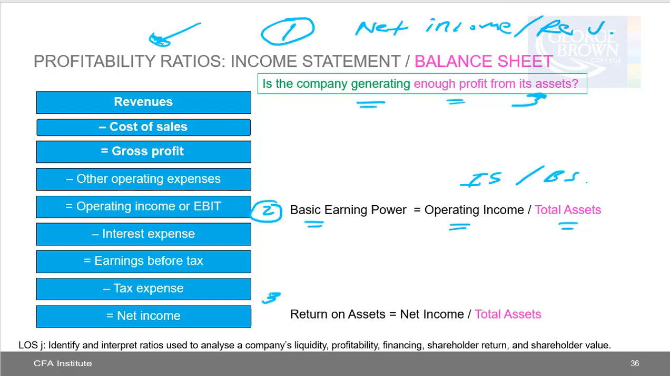And finally, the third ratio that we are looking at for this learning outcome statement regarding profitability ratios is return on assets. And that's a fairly easy one. It's net income from the income statement divided by total assets, and that gives us our ROA, return on assets.